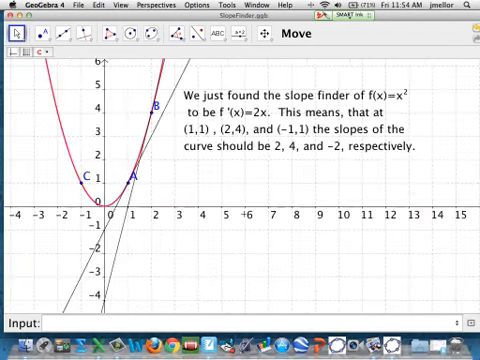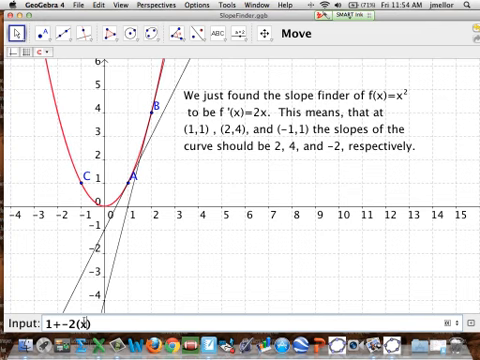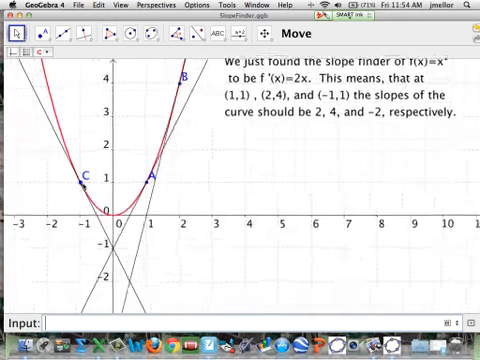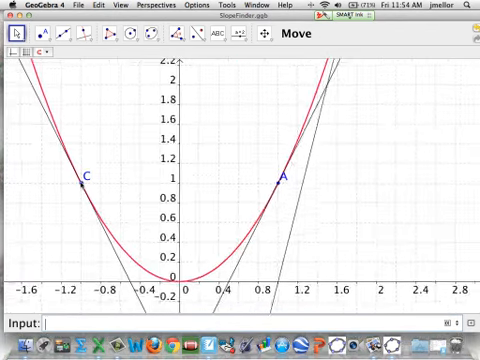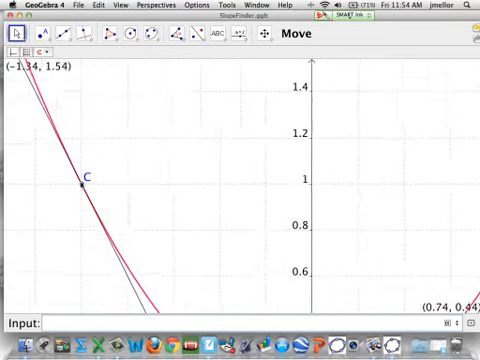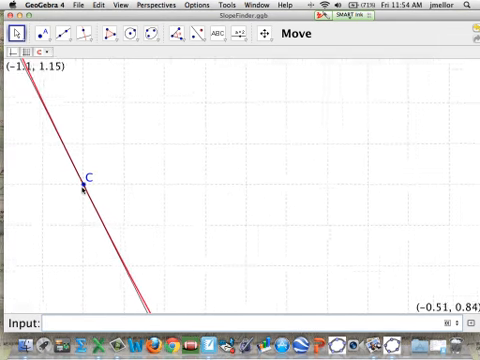Let's take a look at one more. If the slope at point C is really negative 2, then the equation of the tangent line there will be 1 + (−2)(x − (−1)), so plus 1. And that looks pretty good as well. Real quick, zoom in on point C. And our tangent line and our curve start to just about overlap the more we zoom in.